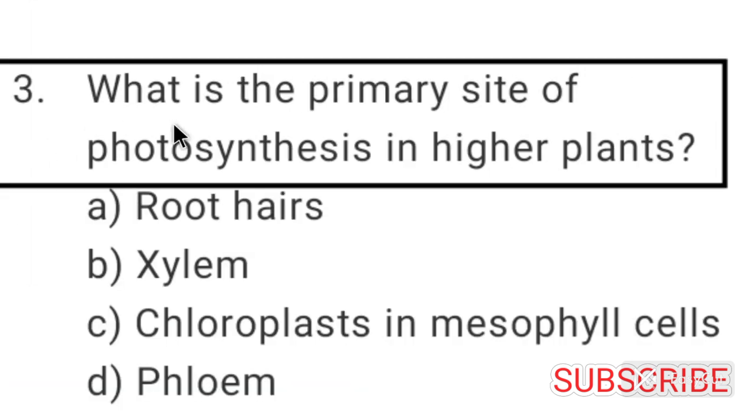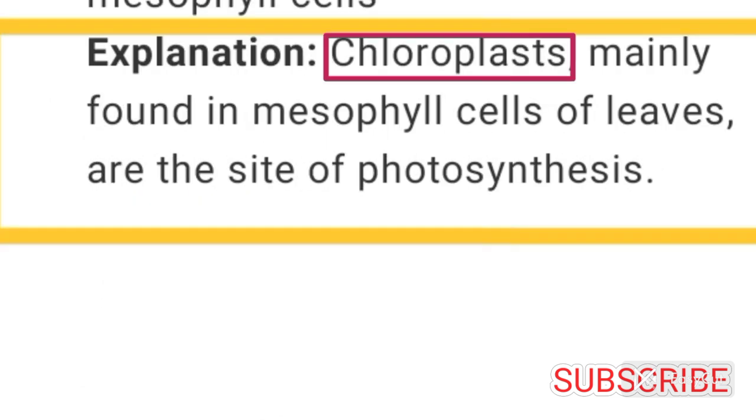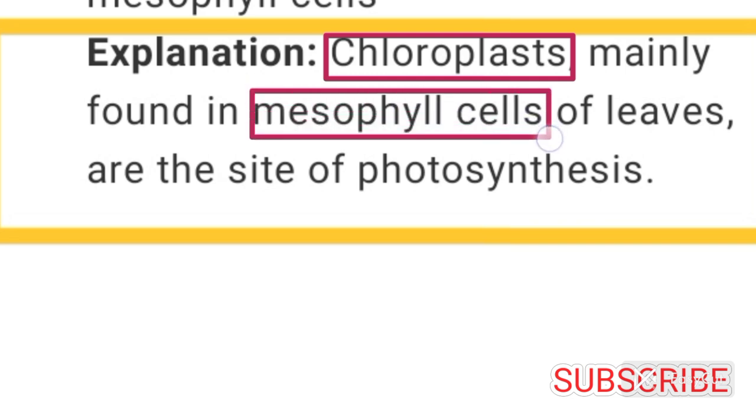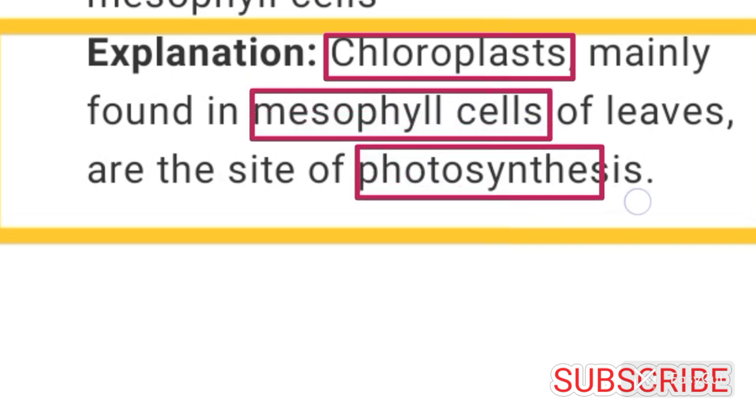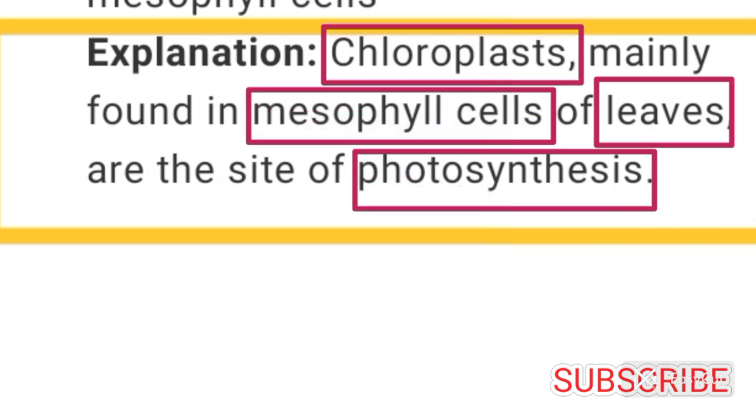Now come to question number 3. What is the primary site of photosynthesis in higher plants? Answer is option C. Chloroplast in mesophyll cells is the primary site of photosynthesis in higher plants. So, chloroplast mainly found in mesophyll cells of leaves are the site of photosynthesis. देखिए लीव्स में मेसोफिल सेल्स प्रेजेंट हैं, मेसोफिल सेल्स में क्लोरोप्लास्ट प्रेजेंट है, क्लोरोप्लास्ट में फोटोसिंथेसिस होता है.